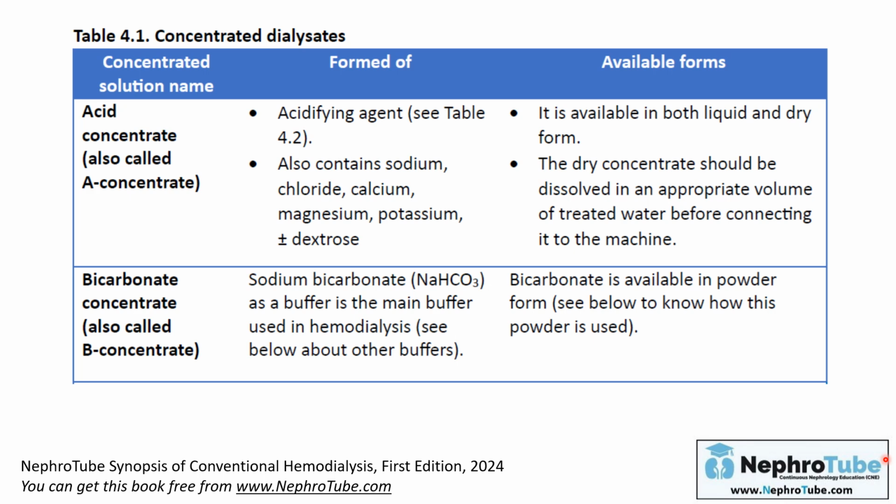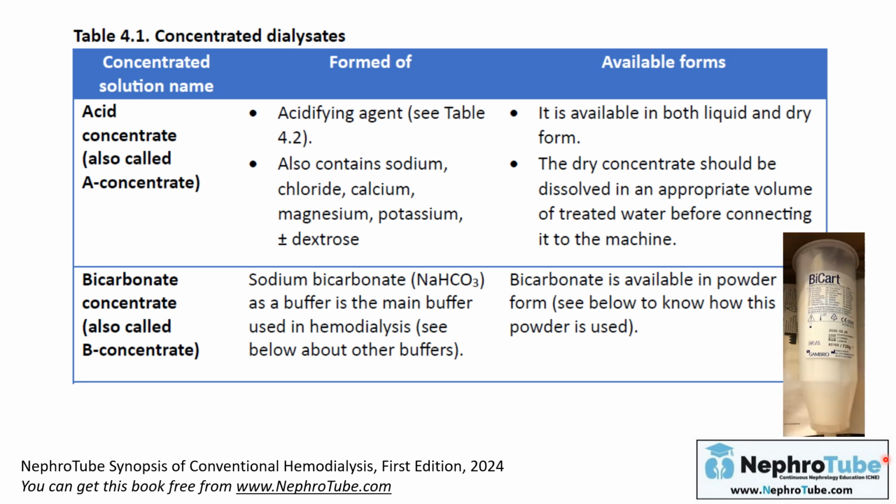Regarding the powder form of bicarbonate, the powder itself can be present in one of three forms. One of them is that the powder is usually pre-filled by the manufacturer in a cartridge, and this cartridge will be attached to the machine, and the machine will dilute the bicarbonate in it. Here is an example of one of the cartridges that are available. A lot of cartridges can be available. This is an example, the Bicart. But there are other forms of bicarbonate as a powder rather than this pre-filled cartridge.